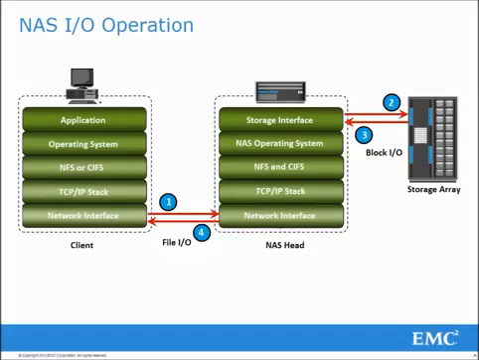In step 3, when the NAS device receives data from the storage, it processes and repackages the data into an appropriate file protocol response. Finally, in step 4, the NAS device packages this file response into TCP/IP and forwards it over the network to the client.